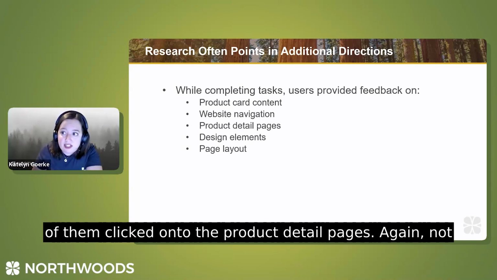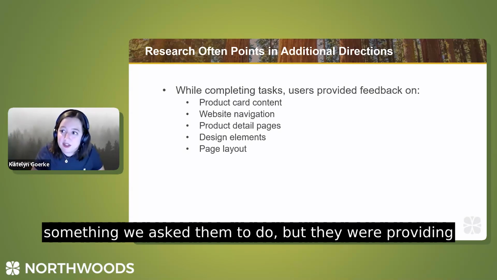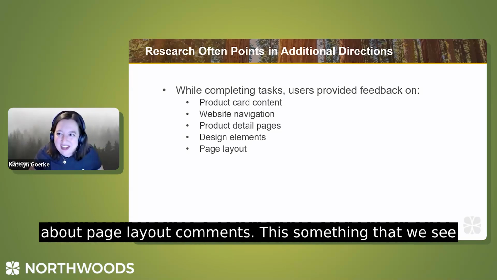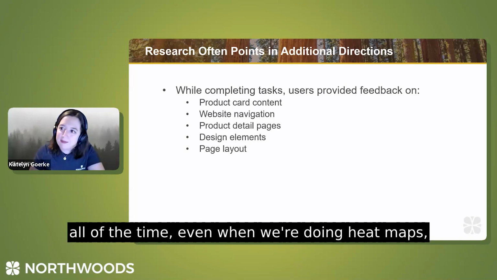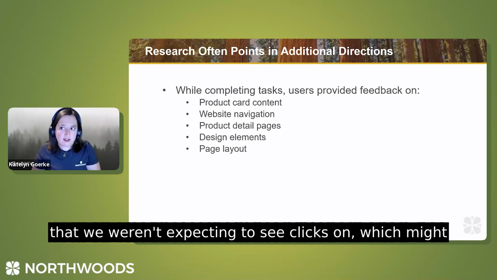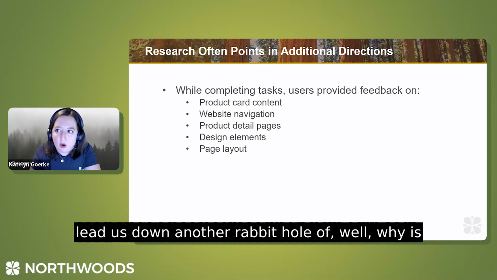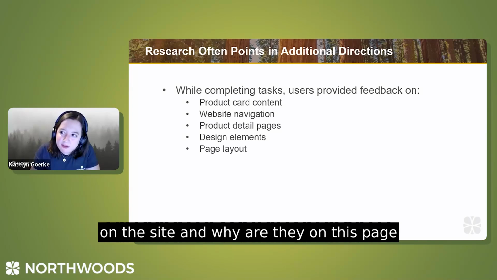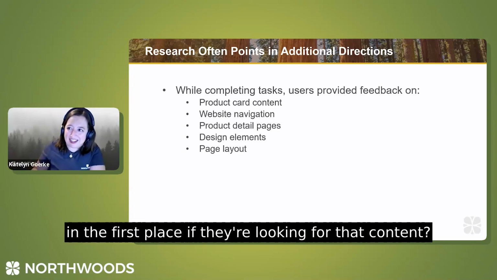Some of them clicked onto the product detail pages. Again, not something we asked them to do, but they were providing feedback on that. They talked about the design. They talked about page layout comments. This is something that we see all of the time. Even when we're doing heat maps, like in the previous example, we'll see clicks on things that we weren't expecting to see clicks on, which might lead us down another rabbit hole of, well, why is that happening? What is the general reason someone's doing that on the site? And why are they on this page in the first place if they're looking for that content?